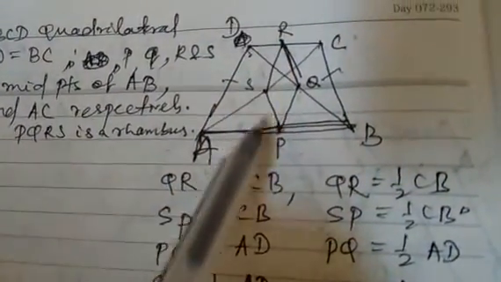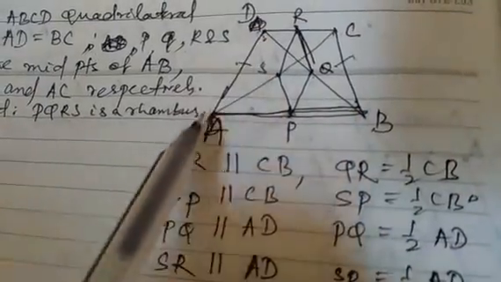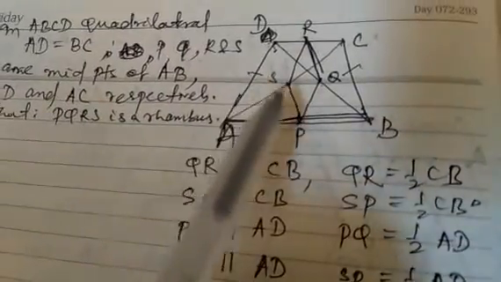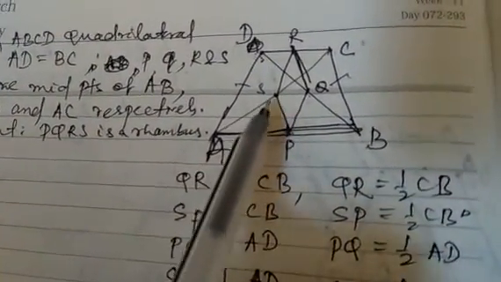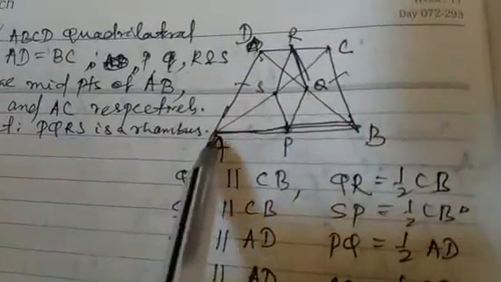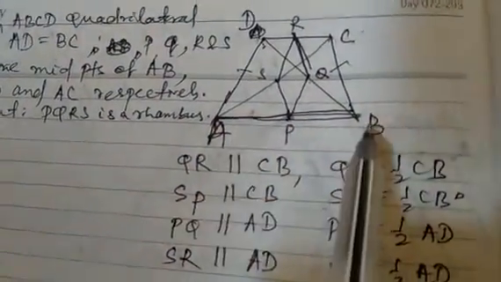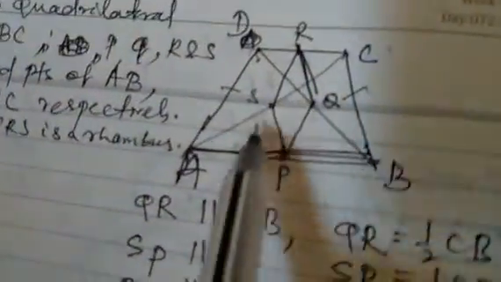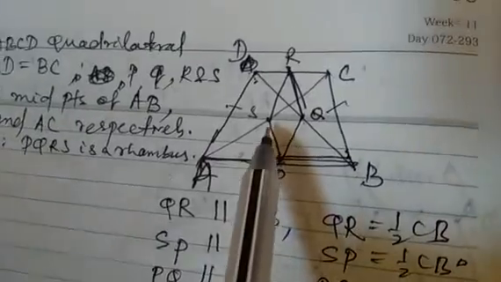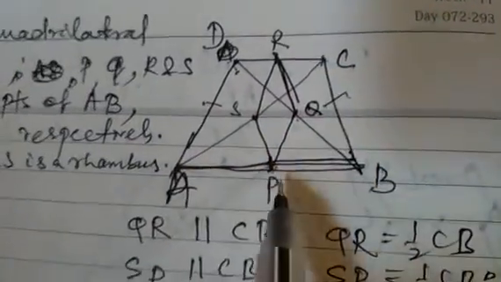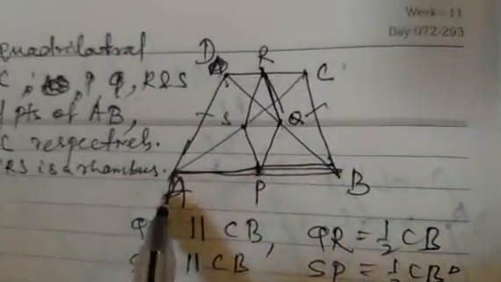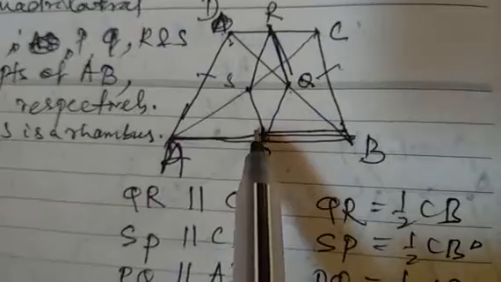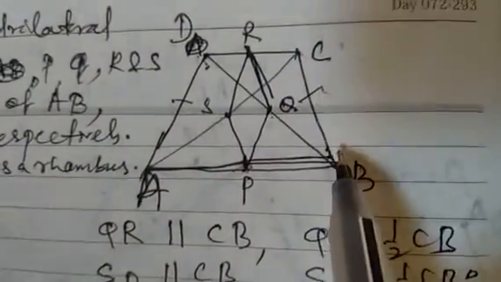Now, this opposite side. Let us come to this triangle. Here S is the midpoint of AC and P is the midpoint of AB. Therefore, by the midpoint theorem, SP is parallel to CB.